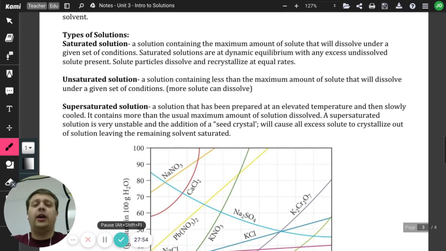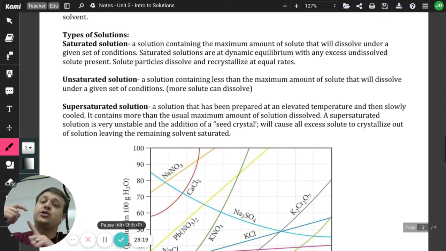So now we've kind of gone through all of our exceptions and the factors that affect our solubility. So let's actually talk about these solutions that are made. There's three big types of solutions made. There's a saturated solution. A saturated solution is where it contains the maximum amount of solute that it can dissolve under a given set of conditions.